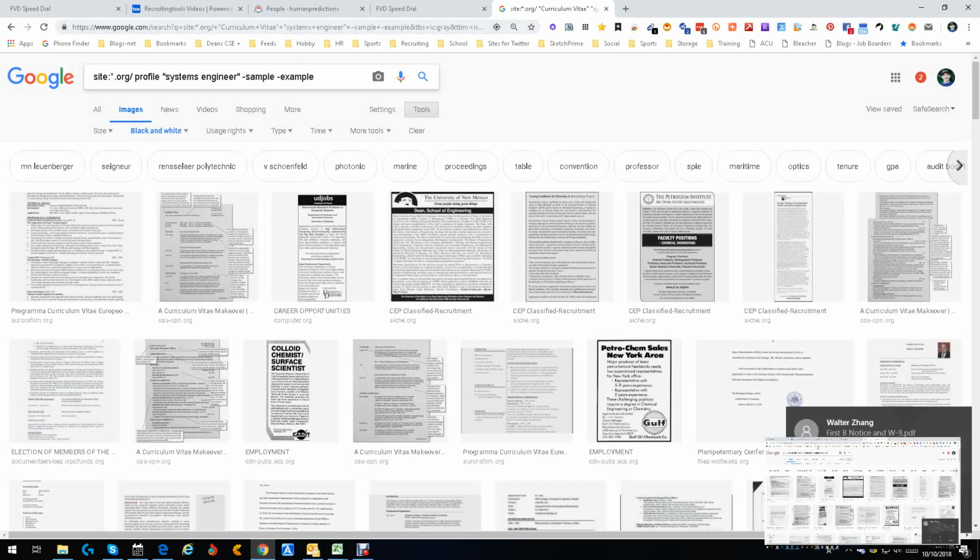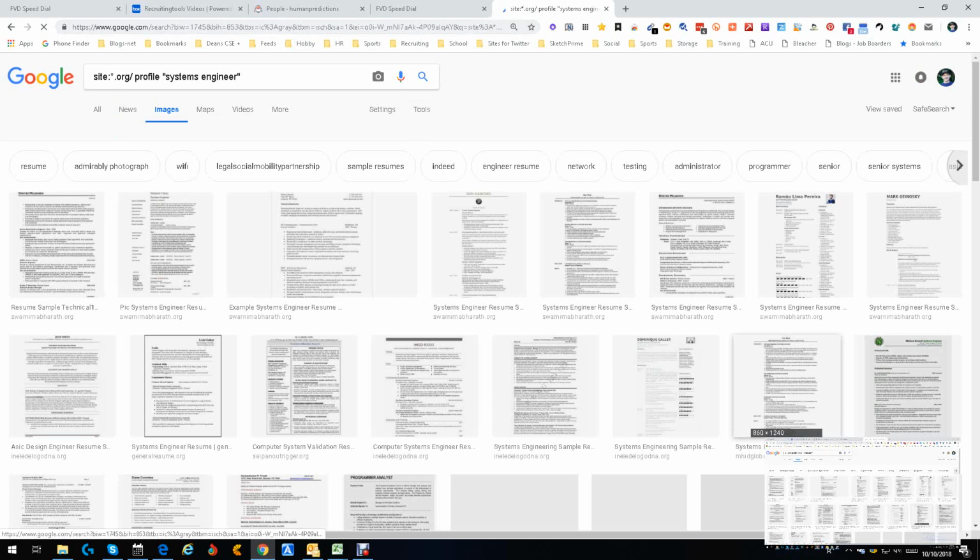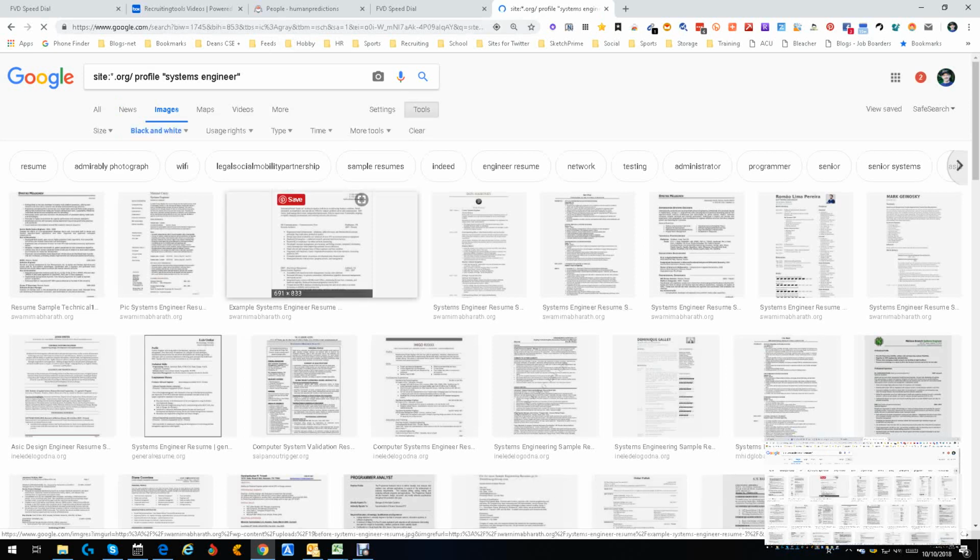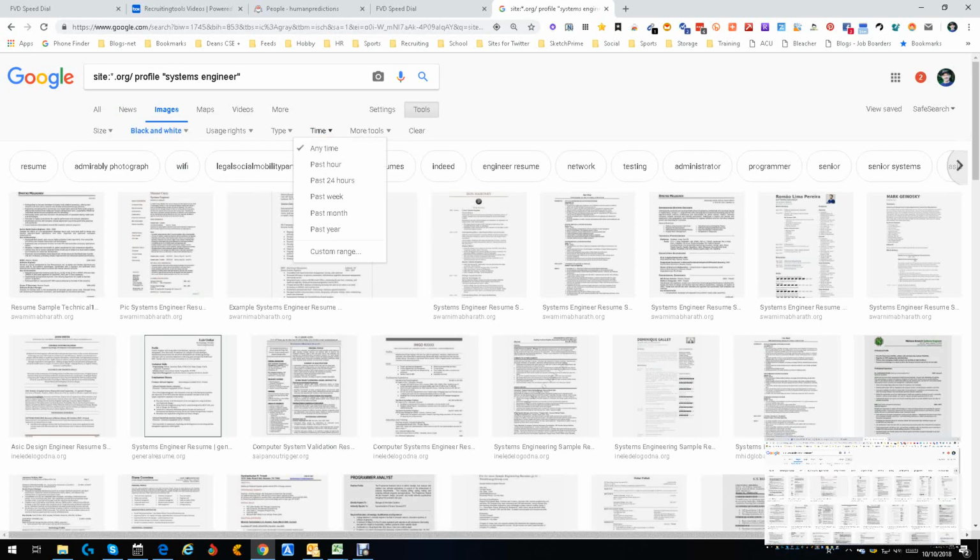profile. We're going to get rid of the word sample and example. Yes, I'm a popular guy, I guess. Everybody wants to talk to me about something stupid. And look at what we get. Now we're getting profiles by. Let's see. And let's timing. Let's go to only a year.